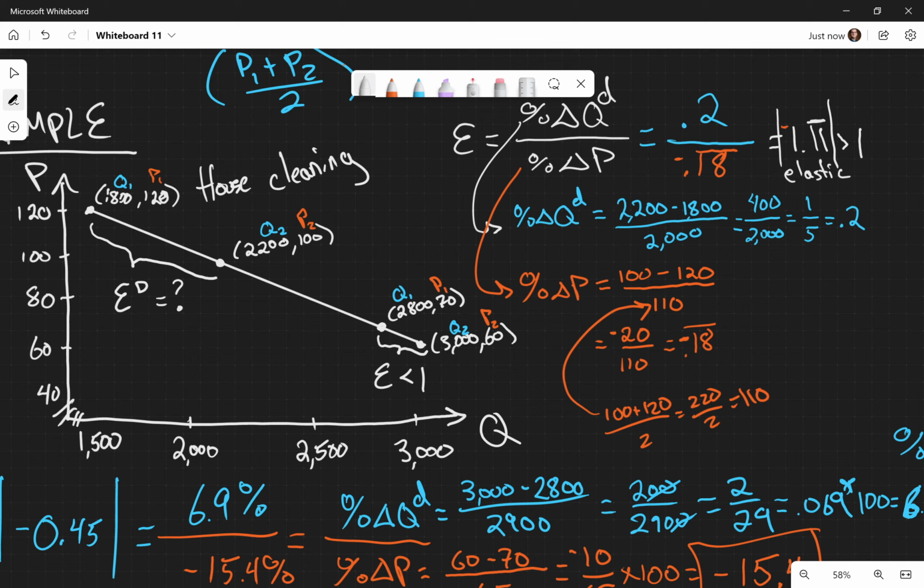So what we find is that the elasticity of demand changes along this curve. So on a straight demand curve, the elasticity of demand on one part could be elastic, and in another part can be inelastic.